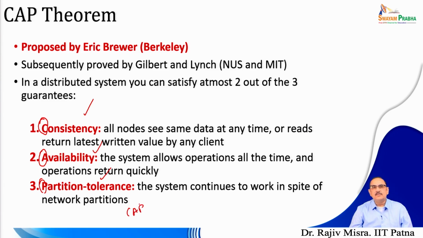Consistency means that all the nodes see the same data at any time, or that any client receives the latest written value. Availability means that the system allows operations at all times and the operations return quickly. Partition tolerance says that the system continues to work in spite of network partitions.